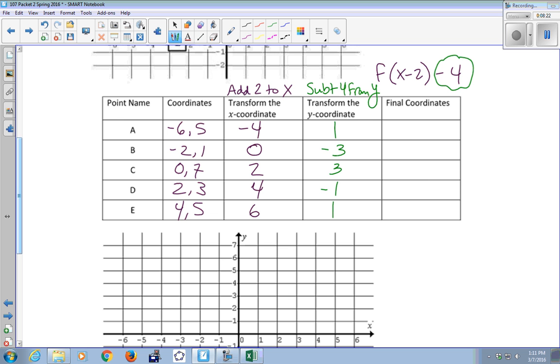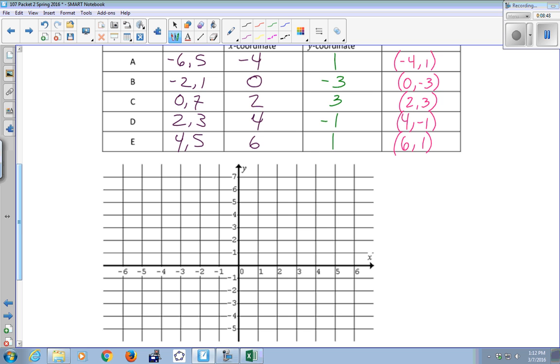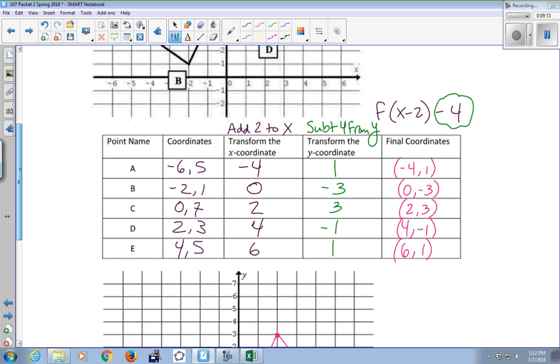So my final coordinates are going to be -4, 1, 0, -3, 2, 3, 4, -1, and 6, 1. So I just took every point on the graph of f and I moved it 2 to the right and down 4. Okay. And I found out where my new coordinates were, and now I plot them. So I've got -4, 1, 0, -3, 2, 3, 4, -1, and 6, 1. That should look like the exact same shape as my original, but moved 2 to the right and down 4. Does that look right? Good.